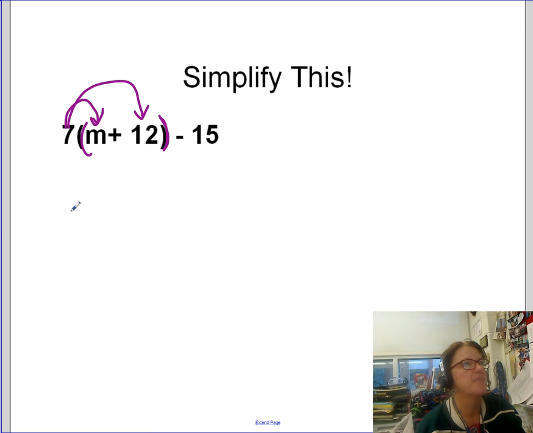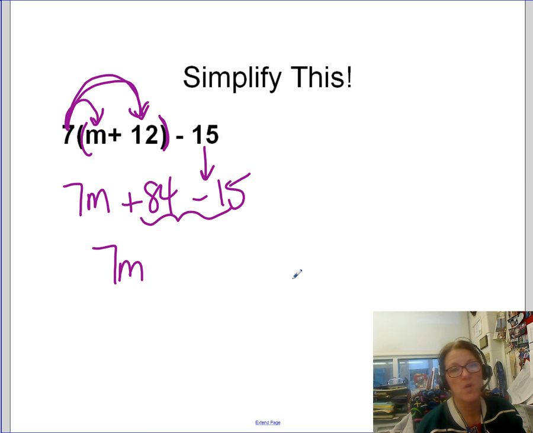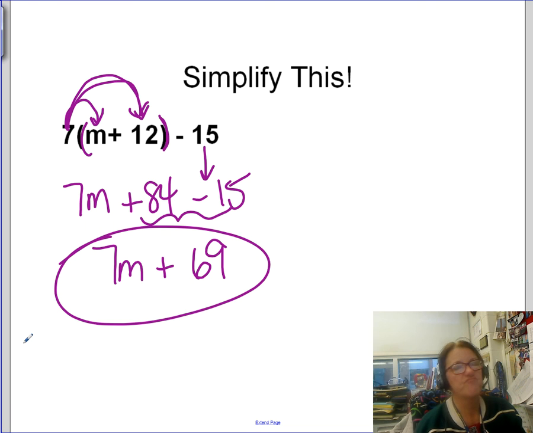these parentheses. So 7 times 1m is 7m. 7 times that plus 12 is plus 84. Now, no more parentheses. Bring down this minus 15. 7m has no other terms to combine with it, so it's just going to stand there. I have a plus 84 and a minus 15. Go ahead and combine those two. I get a plus 69. Done. These two cannot combine because they're not like terms.